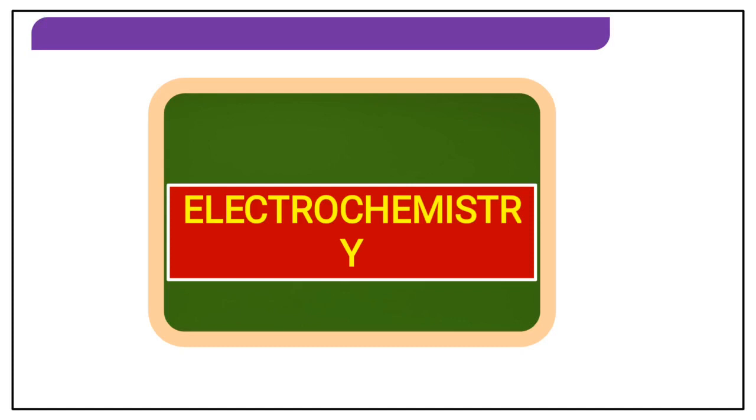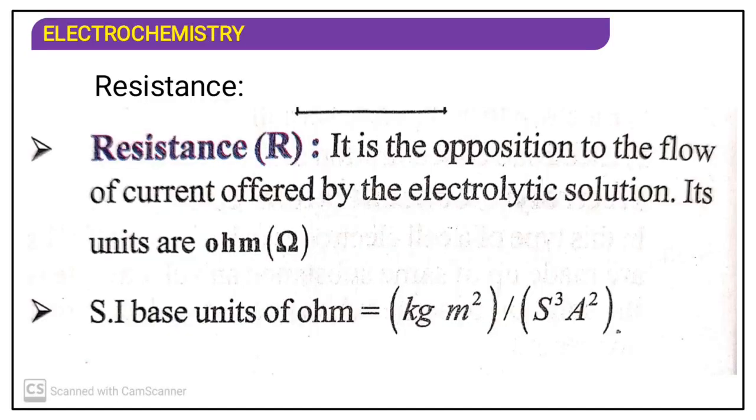Let's start with the first one, which is resistance. You are already using this word often in physics. Let us come to the definition of resistance. A very simple definition is: it is opposition to the flow of current offered by an electrolytic solution.